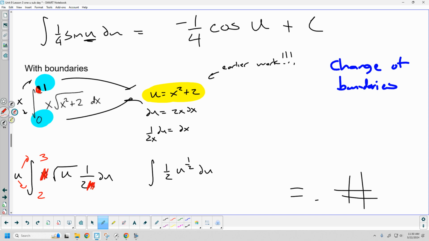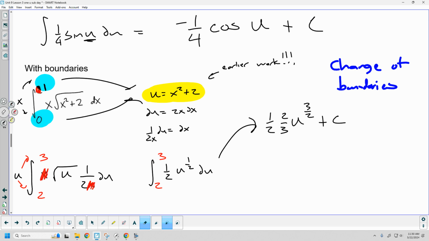Now watch this. I'm going to keep 2 and 3 here. I'm going to take the antiderivative. The antiderivative of 1/2 u to the 1/2 is u to the 3/2 times 2/3. I still have the 1/2 plus c. Well, since I've already changed the bounds to 2 and 3, I could plug 2 and 3 into this. And I will get my answer: 1/3 times 3 to the 3/2 minus 1/3 times 2 to the 3/2.